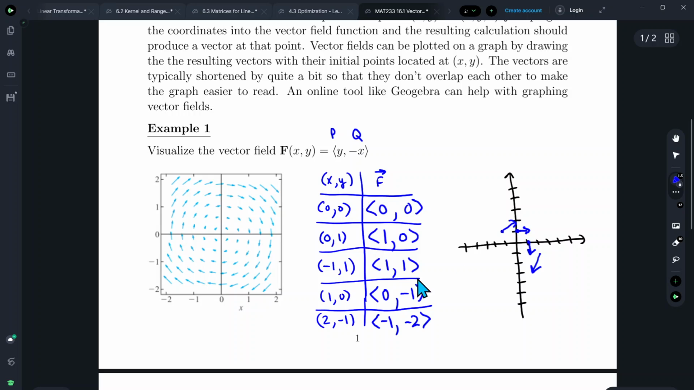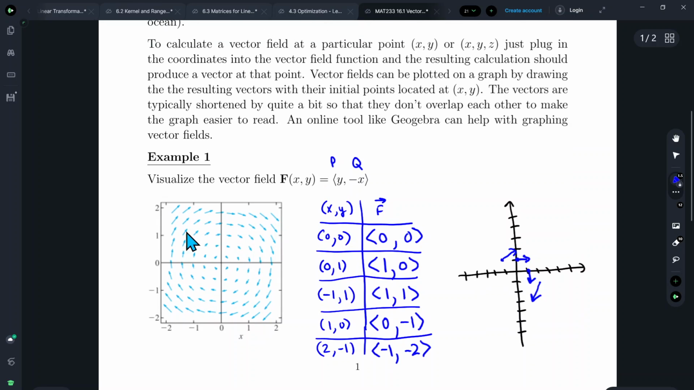So that's how you would draw in a few vectors in a vector field. However, it's very tedious to try to calculate the vector for every single point. This is just demonstrating how you would calculate some of the vectors, but this here is showing the entire vector field.